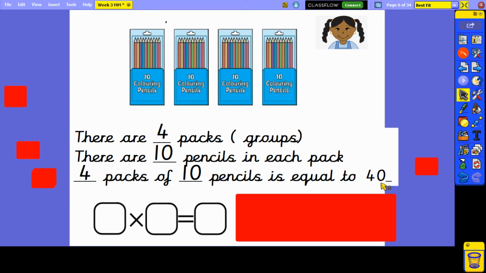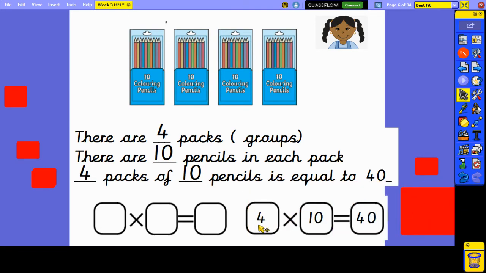I can use this information to write my multiplication equation. 4 multiplied by 10, or 4 groups of 10, is equal to 40. Very well done.